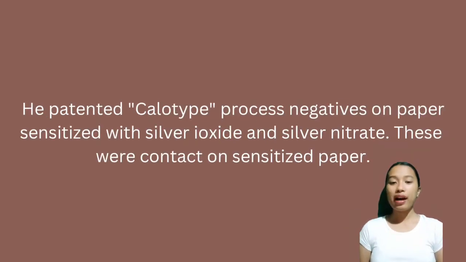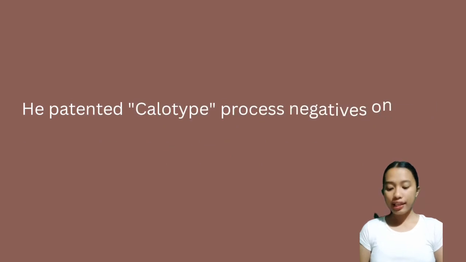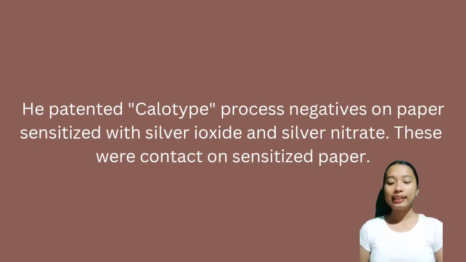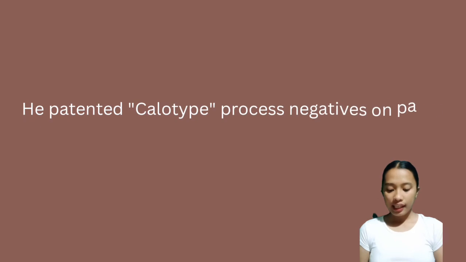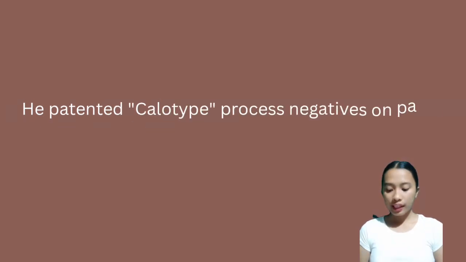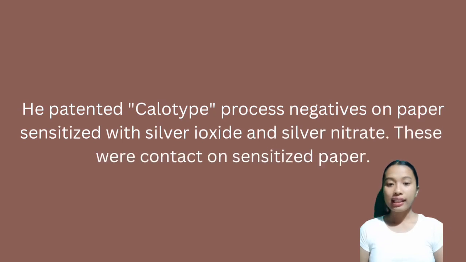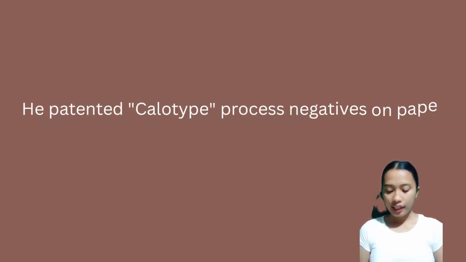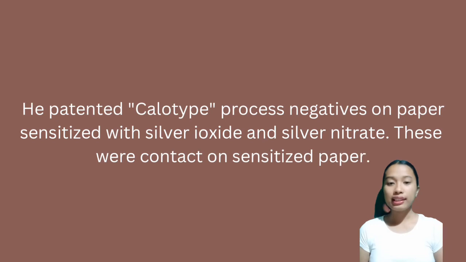William Henry Fox Talbot in the year 1841 patented the calotype process, negatives on paper sensitized with silver iodide and silver nitrate. These were contact printed and sensitized. In the year 1839, Sir John F. W. Herschel coined the word photography.